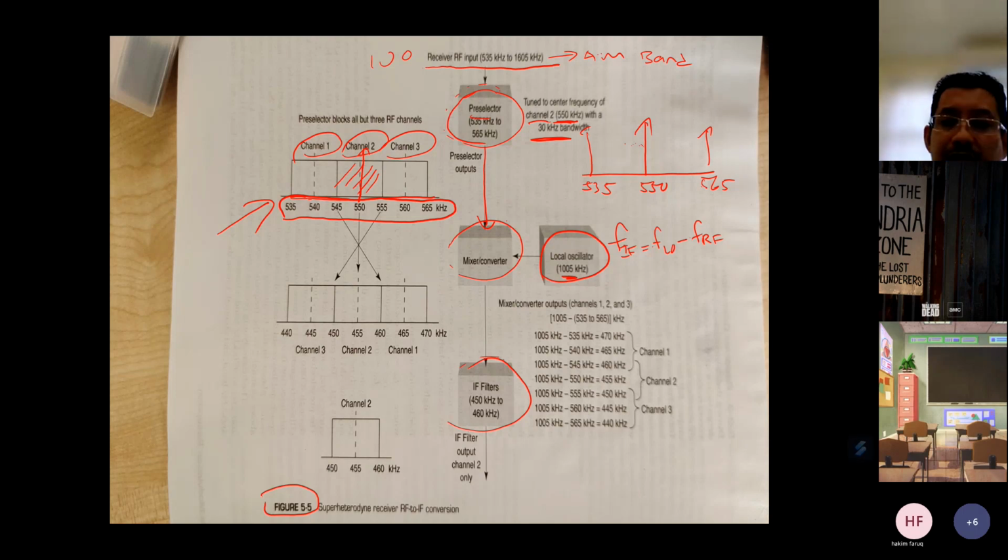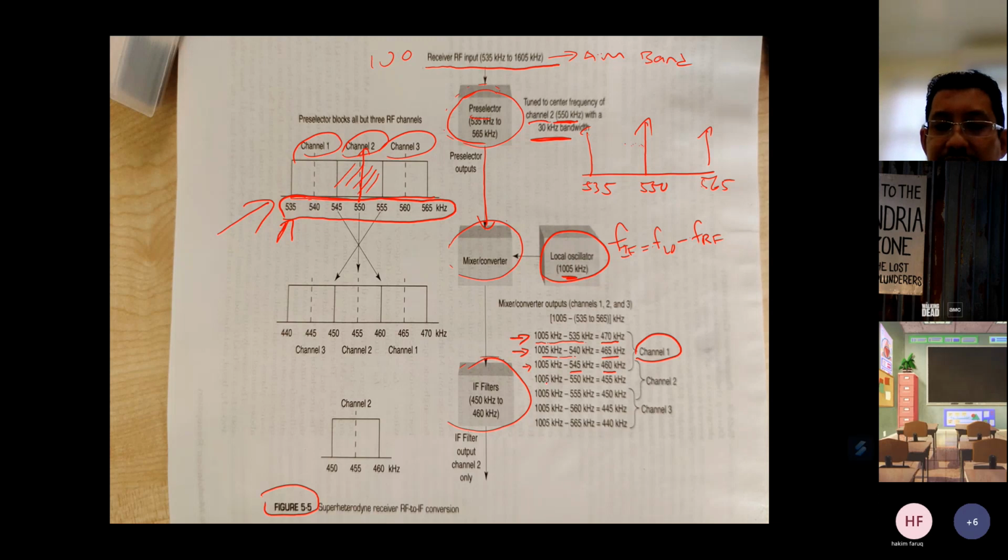Okay. Contoh, kita start daripada yang pertama, kita start daripada yang sini lah. So untuk F_IF yang pertama, F_LO tolakkan dengan 535, kita dapat 470. So this is the first channel. And then F_LO tolakkan dengan 540. So we get 465. And then F_LO minus 545, and then we get 460 kHz. So this is for the first channel.